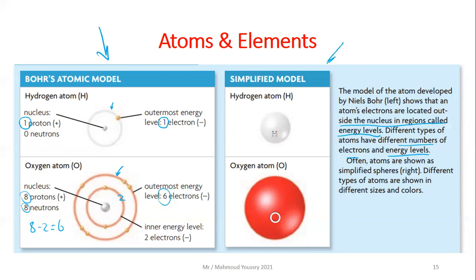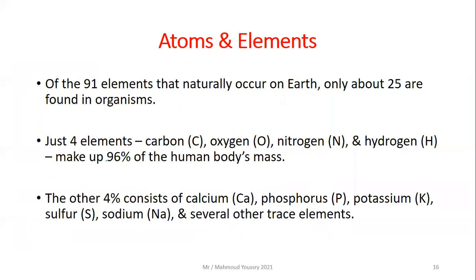What about the simplified model to the right? Often atoms are shown as simplified spheres. Different types of atoms are shown in different sizes and colors. Can you see? This is a sphere, the small one for the hydrogen, the larger red one for the oxygen.